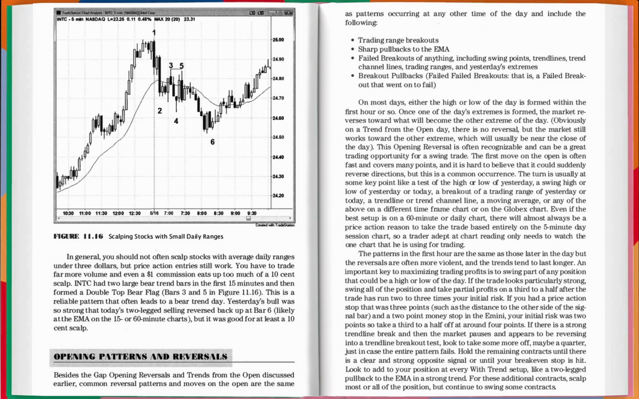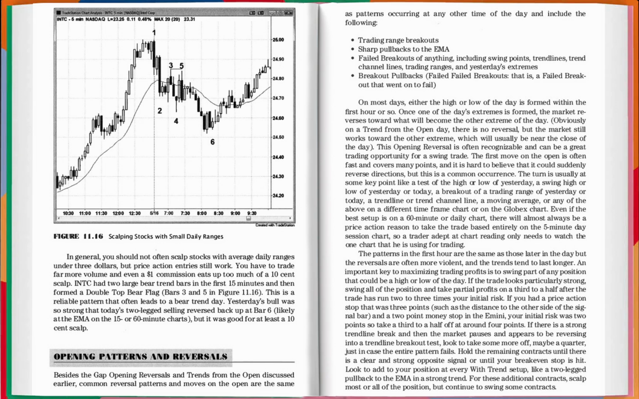On most days, either the high or low of the day is formed within the first hour or so. Once one of the day's extremes is formed, the market reverses toward what will become the other extreme of the day. Obviously, on a trend from the open day, there is no reversal, but the market still works toward the other extreme, which will usually be near the close of the day. This opening reversal is often recognizable and can be a great trading opportunity for a swing trade.